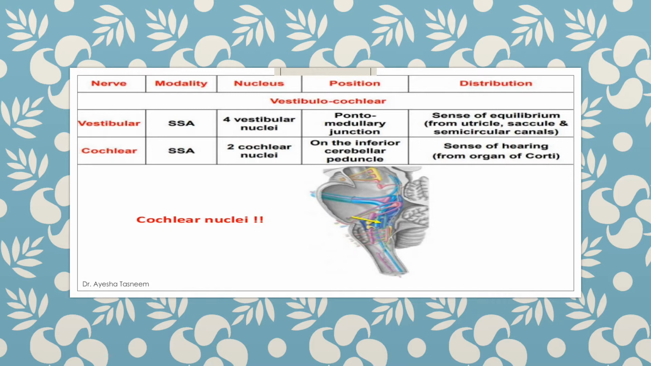There are two sets of nuclei that are associated with the vestibulocochlear nerve. There is the vestibular nuclear complex and the other one is the cochlear nuclear complex. The vestibular nuclear complex consists of four nuclei that are present at the pontomedullary junction, and they are associated with the sense of equilibrium. While the cochlear nuclei are two in number, they are present in the inferior cerebellar peduncle and they are associated with the auditory pathway or sense of hearing.